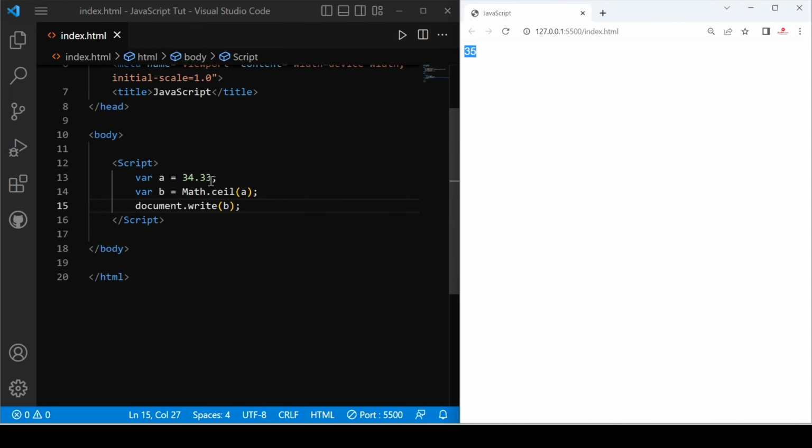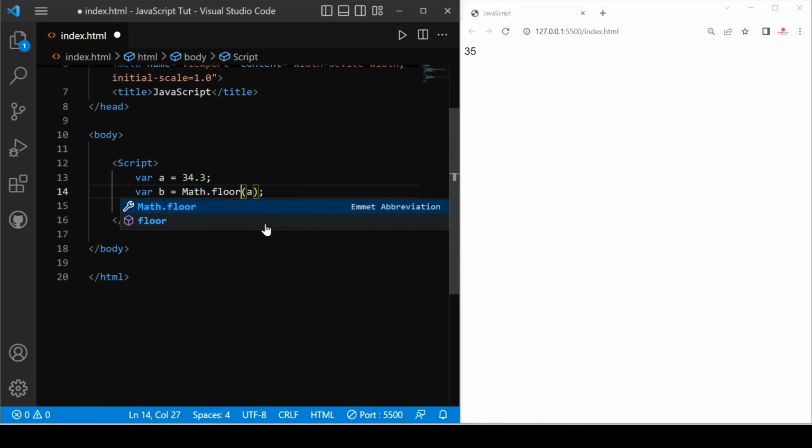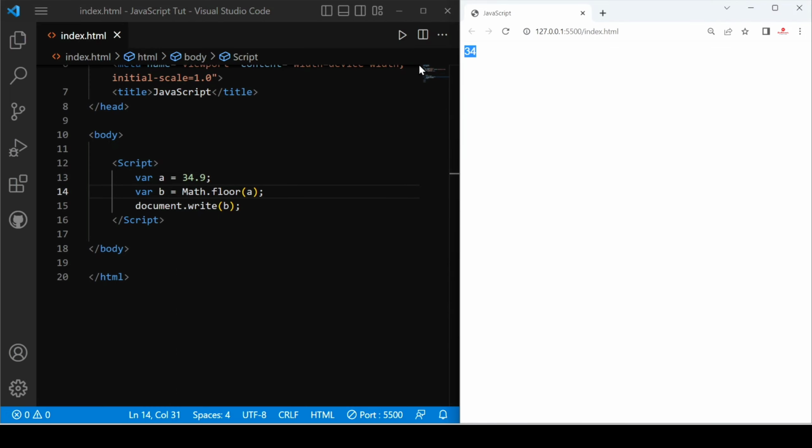If I just remove here 3, it is not affecting this. Okay, now you can see, after that we have the floor function. We just have to provide floor, and if I provide 9 here, it will give us 34. You can provide any value, like 99.999, and it will give you only the minimum possible value.